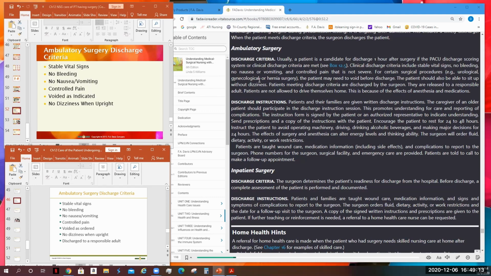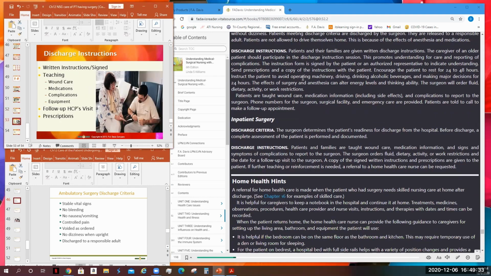Patients meeting discharge criteria are discharged by the surgeon. They are released to a responsible adult. Patients are not allowed to drive themselves home. This is because of the effects of anesthesia and medications.